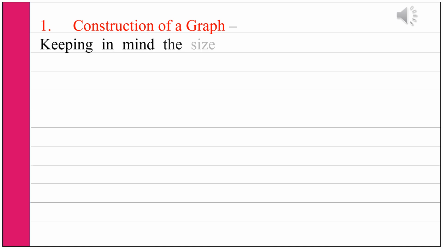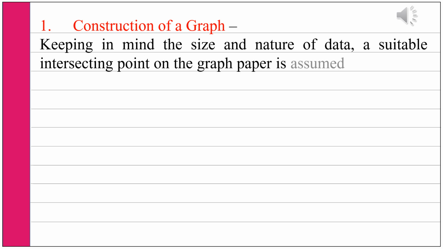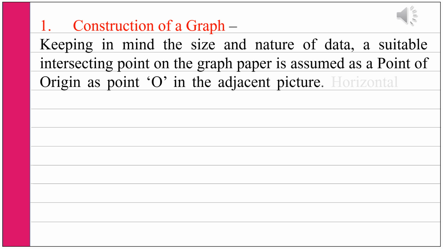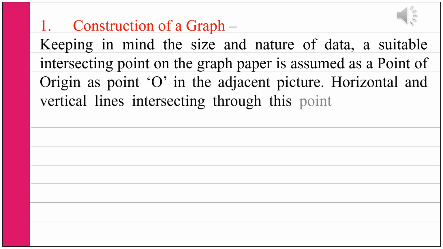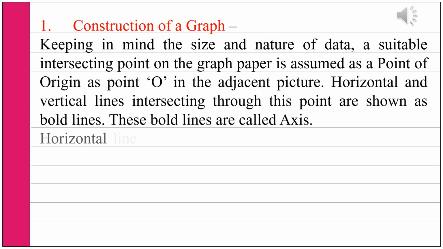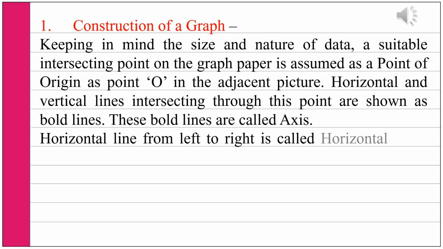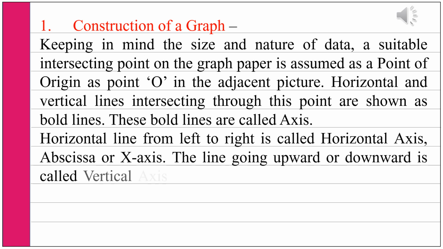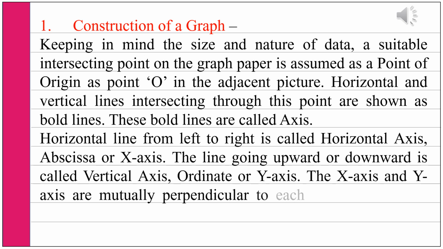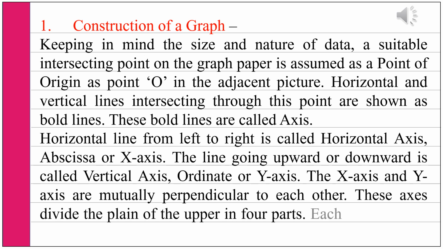Keeping in mind the size and nature of data, a suitable intersecting point on the graph paper is assumed as a point of origin, as point O in the adjacent picture. Horizontal and vertical lines intersecting through this point are shown as bold lines. These bold lines are called axes. The horizontal line from left to right is called the horizontal axis, abscissa or x-axis. The line going upward or downward is called the vertical axis, ordinate or y-axis. The x-axis and y-axis are mutually perpendicular to each other.